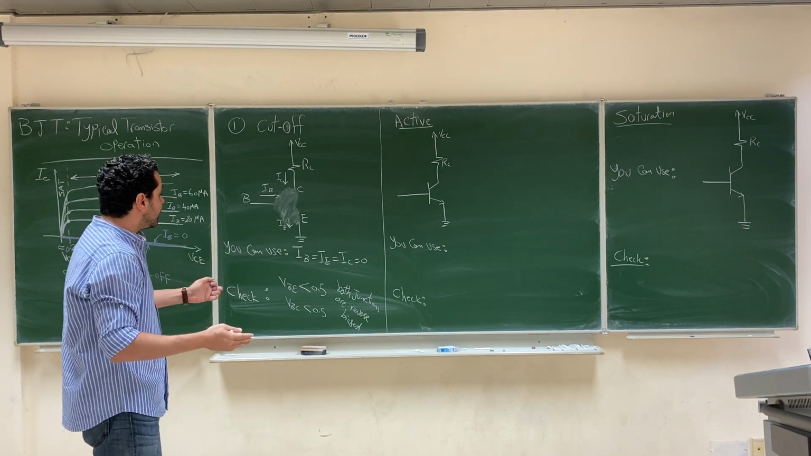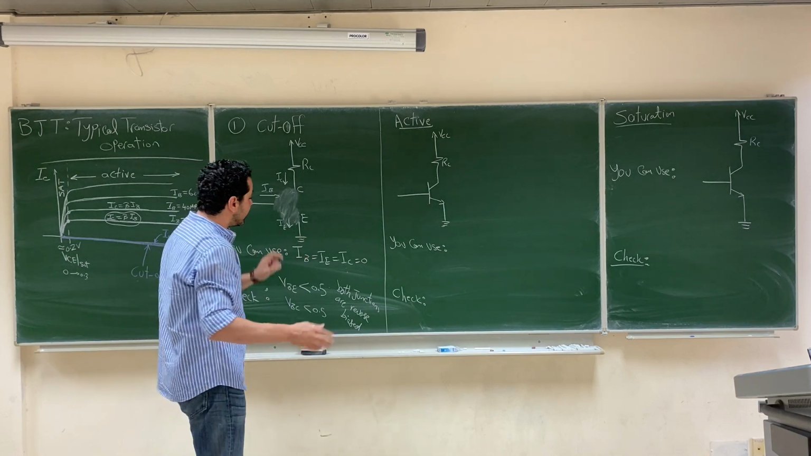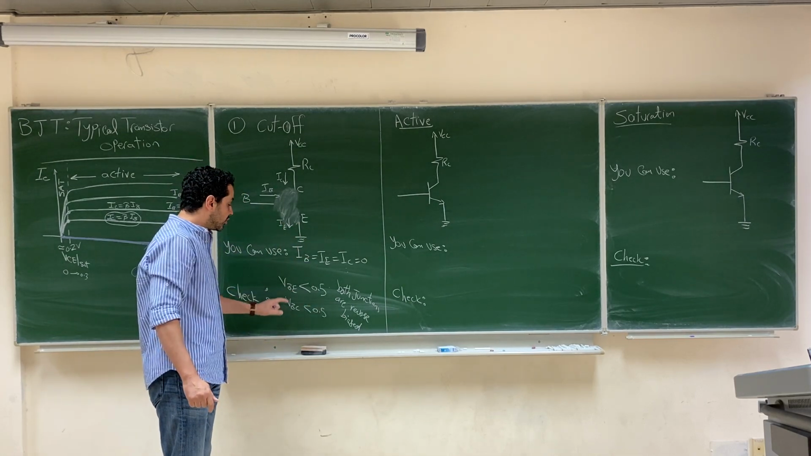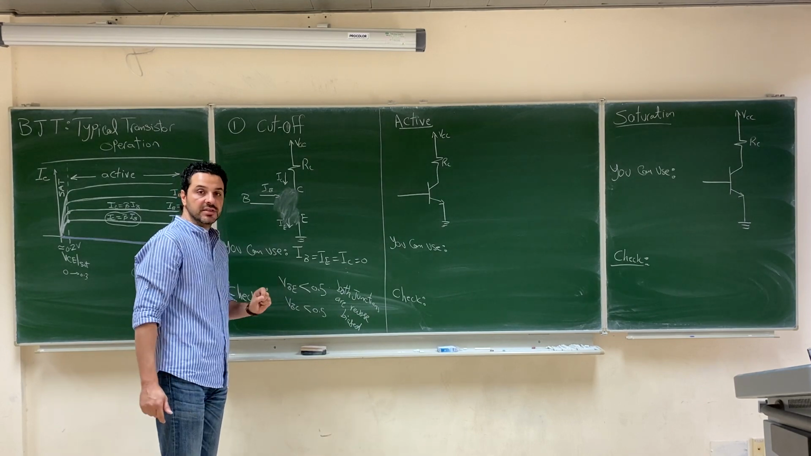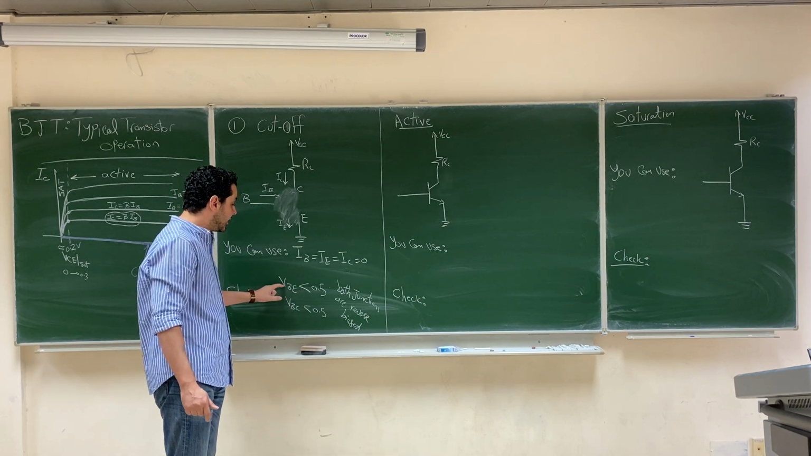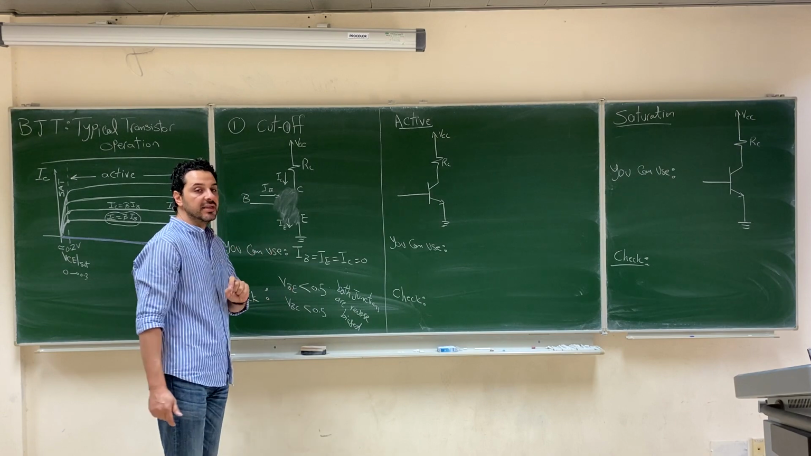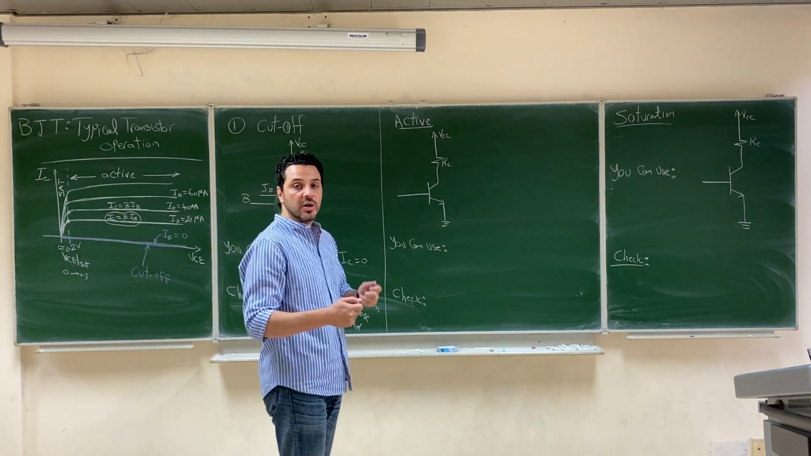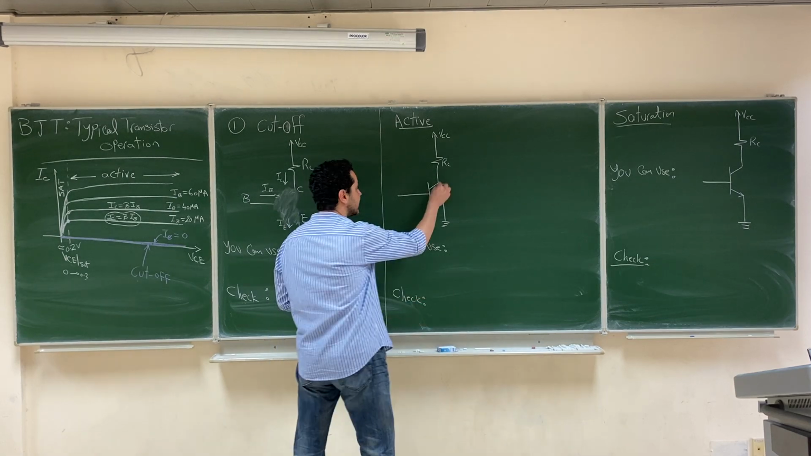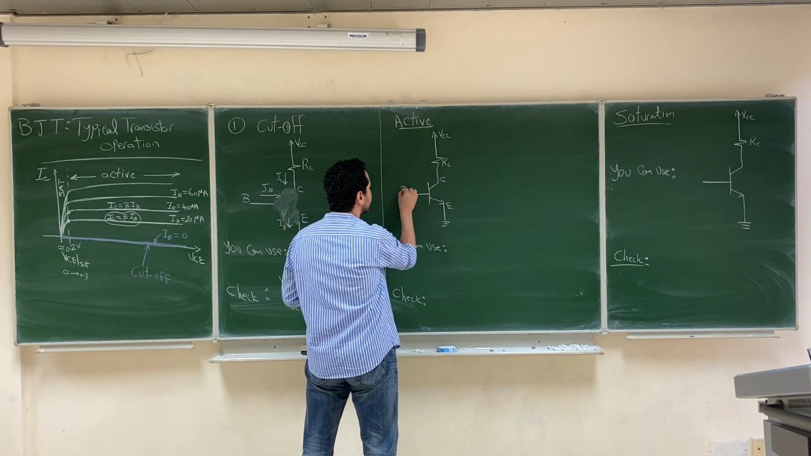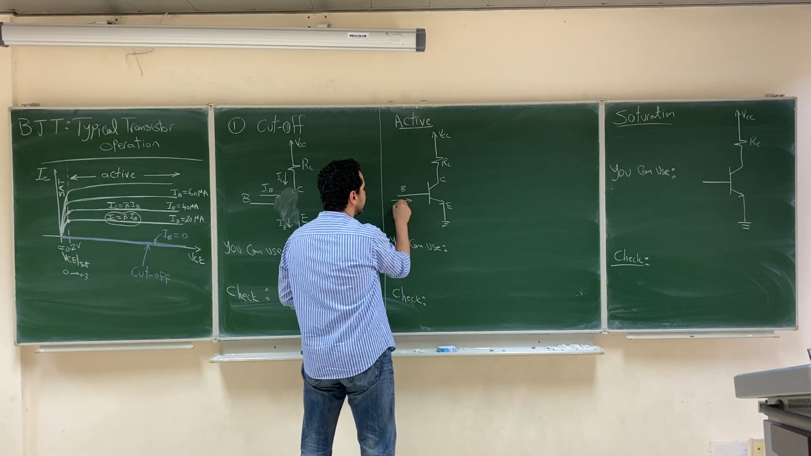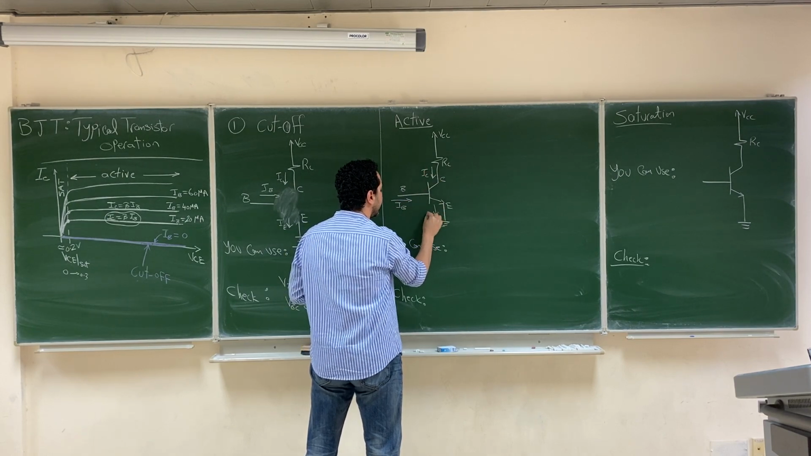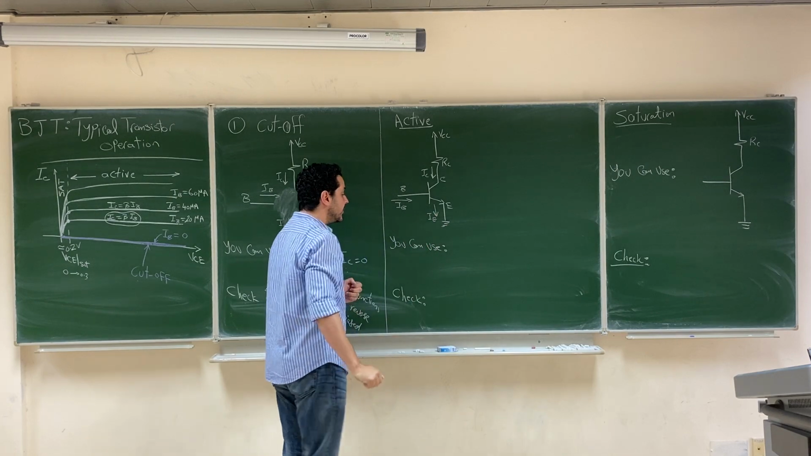Okay? So for the cutoff, you can use that all the currents are zero, you solve your circuit, and then at the end you have to check that both junctions are reverse biased by checking VBE less than 0.5 and VBC less than 0.5. If you assume that you are working in the active mode, and remember that this is the collector, this is the emitter, this is the base, I base is in this direction, I collector here, and IE in this direction.